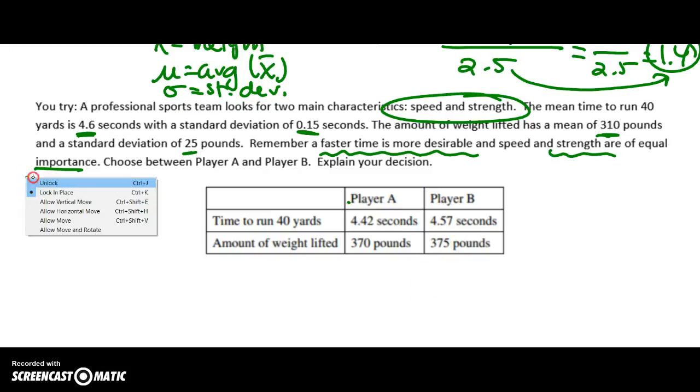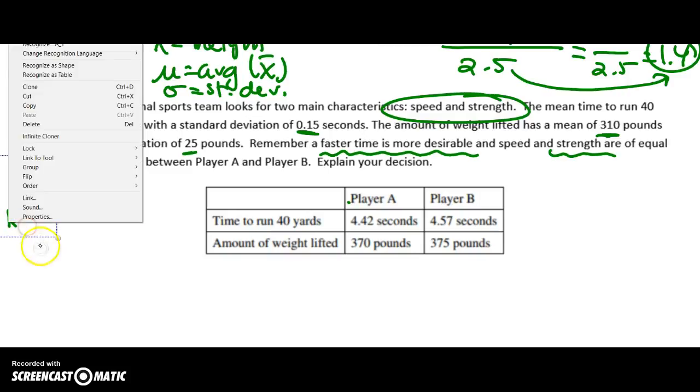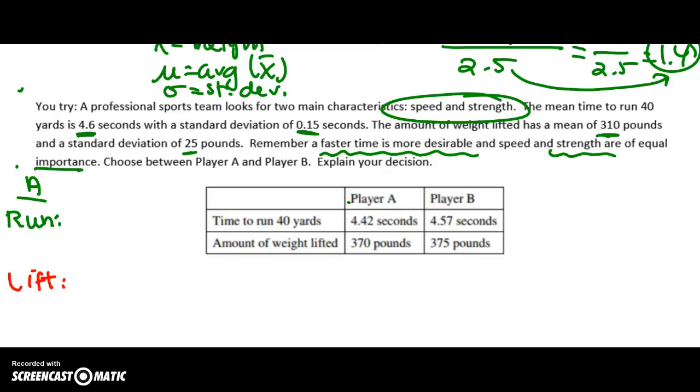So over here, we're going to take player A. We know player A's time to run, so we're going to do the z-score for running. We're going to calculate player A's z-scores. For player A, we notice that they ran 4.42. It took them that many seconds to run 40 yards. Now remember the mean from the original problem was 4.6 and the standard deviation was 0.15. So let's plug that into our calculator, and we get a z-score of negative 1.2. Which remember is good because that means they are actually faster than average, because they have a negative z-score.